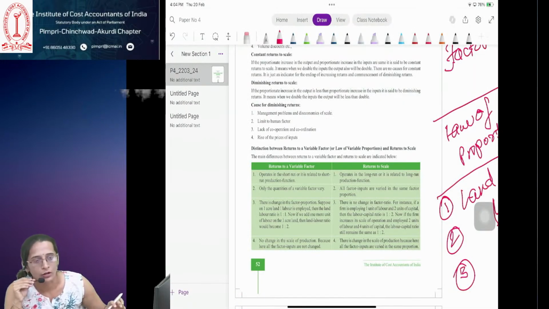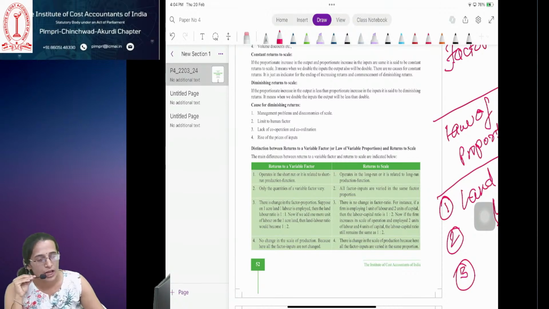Now, we discussed right here, they have taken a different ratio. What ratio did we take? 1 acre of land and 2 units of labor, 1:2. Labor is variable, so labor will change, land will remain the same. 1 acre of land again remained 1, so labor changed from 2 to 4, 1:4. The factor ratio is changing, right?